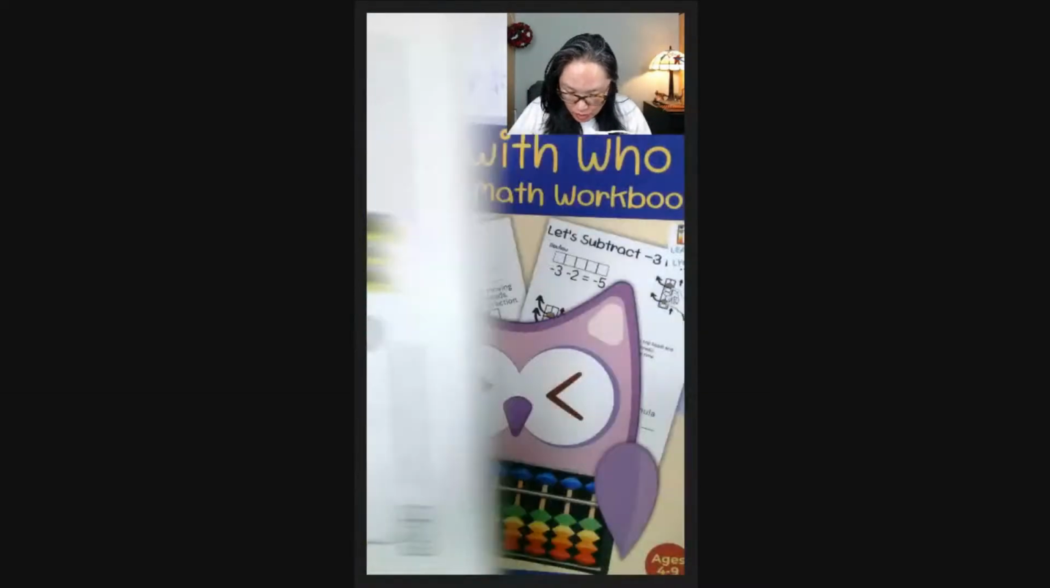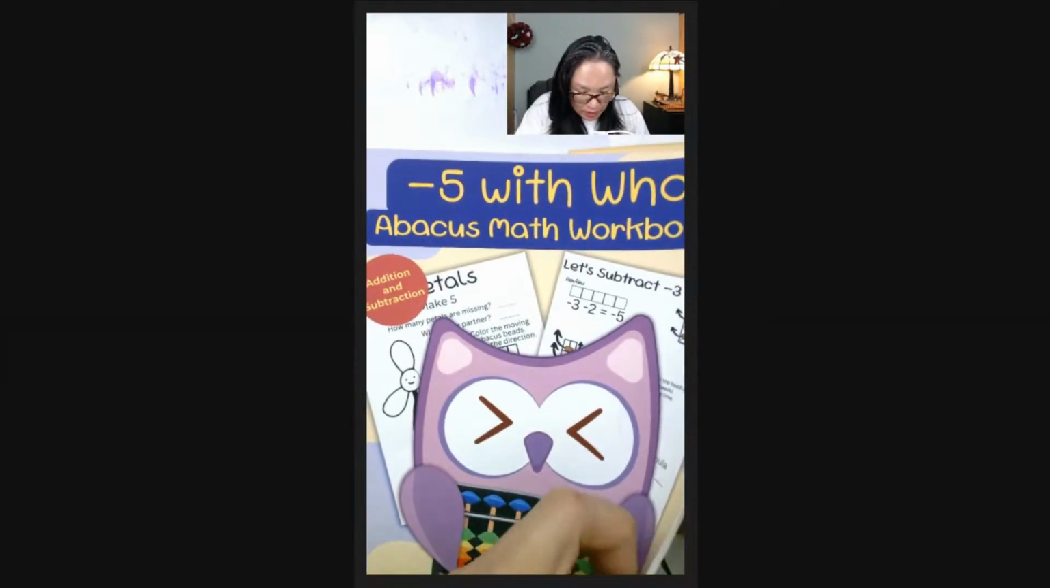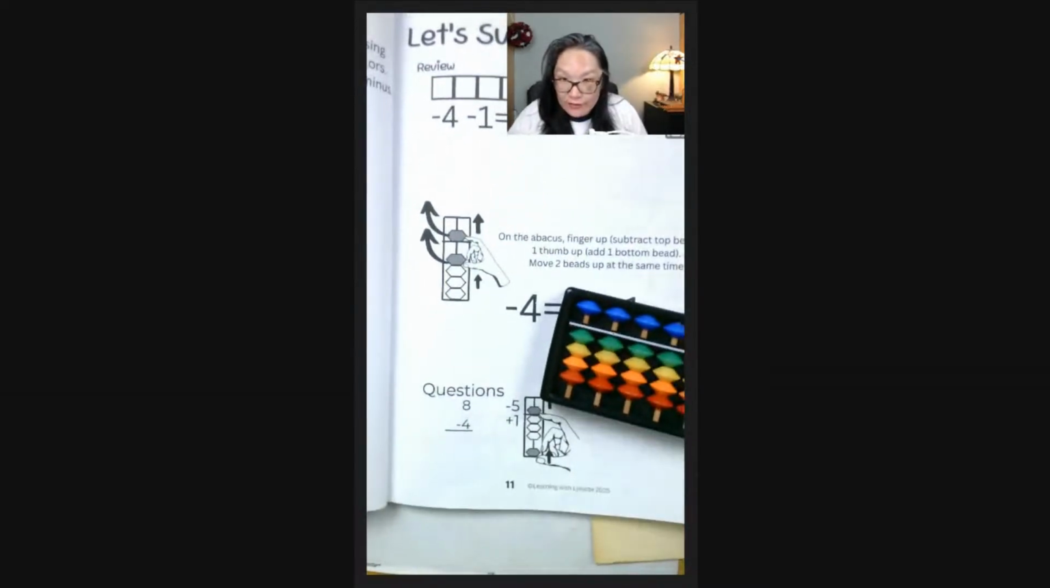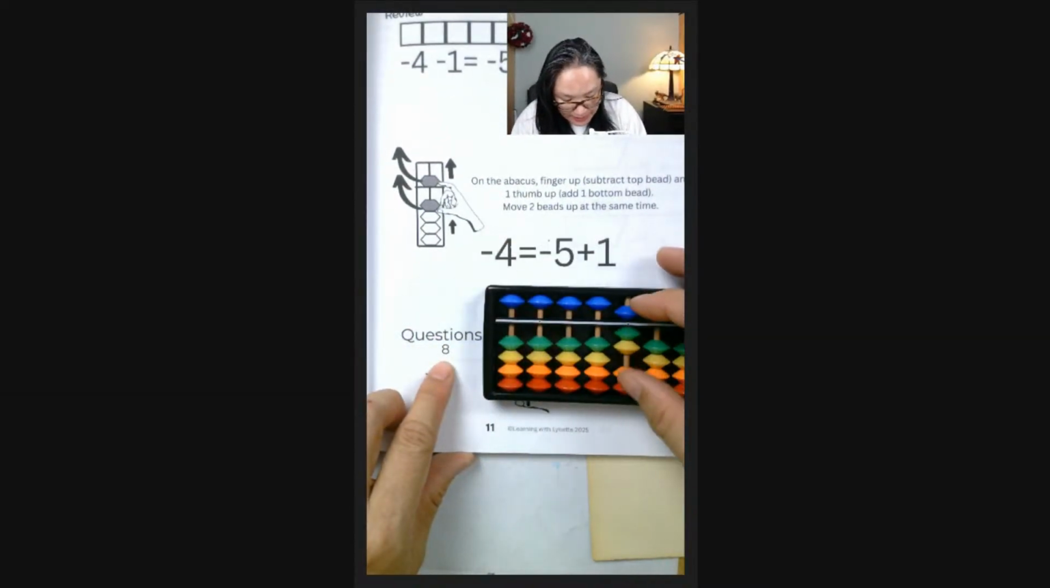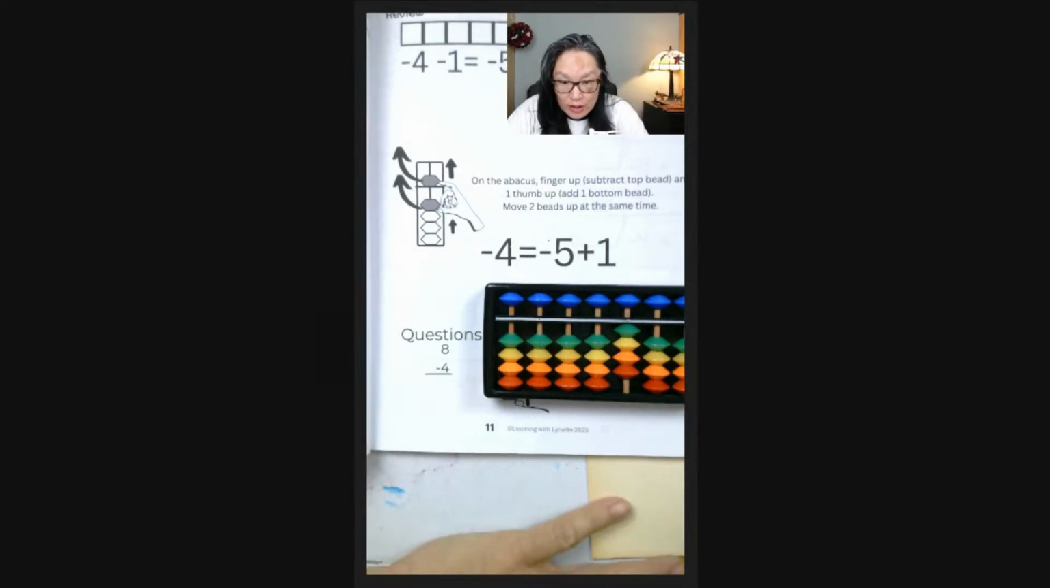Okay, so what we're going to do is minus the 5. What does that mean? Well, it's just like we added the 5. Now we have to take away the 5. The question is 8. When I have 8 on my abacus, now we know we want to minus the 4. When I minus the 4, I want to minus the 5 plus the 1. So my final answer is 4.